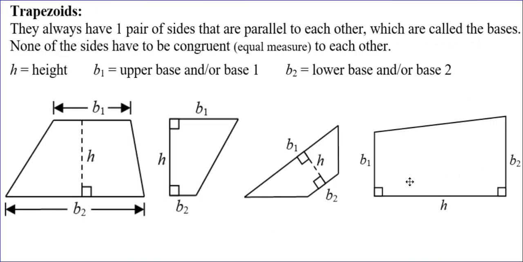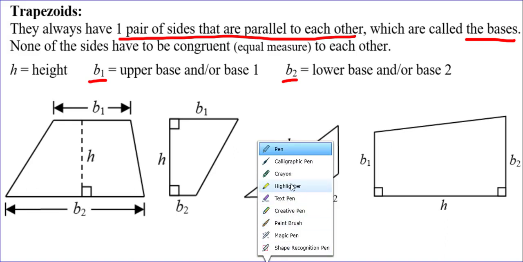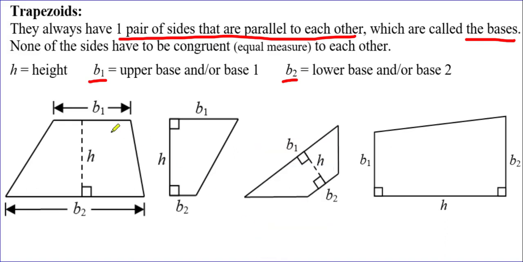Trapezoids. All right, we read about this on the first page. A trapezoid has one pair of sides that are going to be parallel to each other. And those parallel sides will be the bases. We'll have B1 called the upper base, or sometimes it's called base 1, and B2 called the lower base. So you have to be able to identify the pair of sides that are parallel to each other.